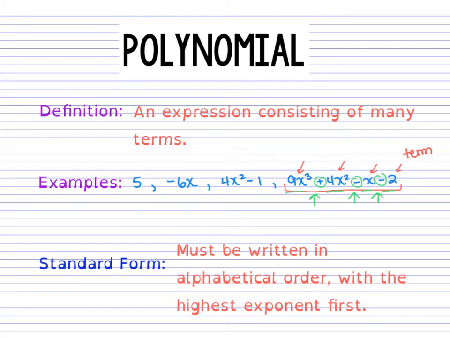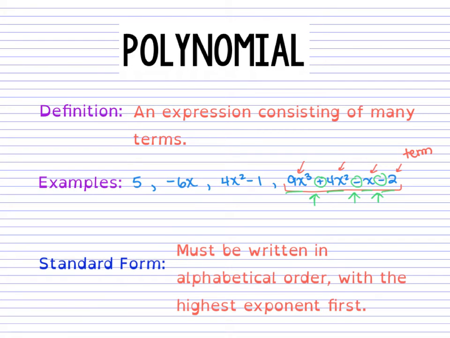So again, a polynomial is an expression consisting of many terms. That's our definition. Examples: constant numbers like this, a coefficient with one variable, one term. Here we have two terms separated by a subtraction sign, a minus sign. And then here we've got 4 terms. This is also a polynomial with 4 terms. We're going to talk more about that in a minute too.